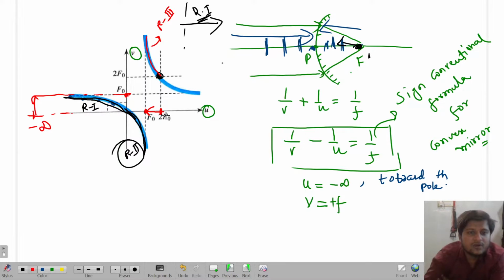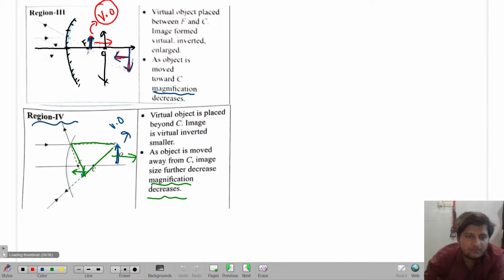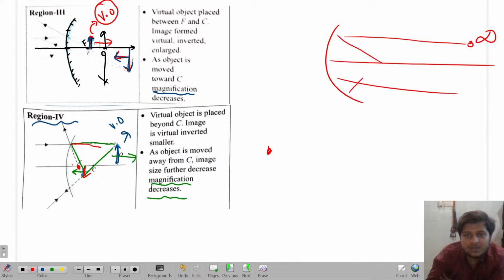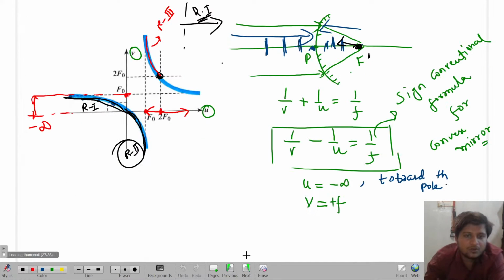Okay. When I move much more away from the center of curvature, what is happening? Try to see, this image has been formed between focus and center of curvature. If I go to infinity in this particular region 4, what will happen? The image will be very much diminished. This object is at infinity. Light is going to fall like this, and it will converge over here. So this will be formed at the focus. Got it or not?